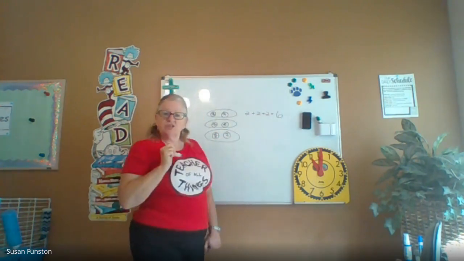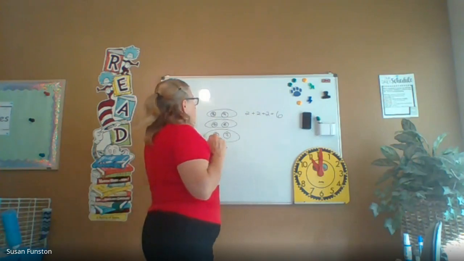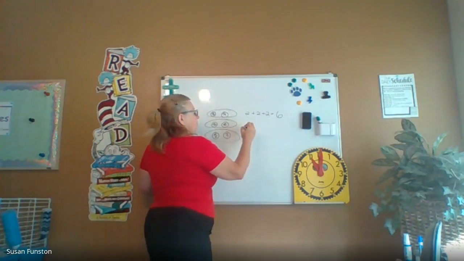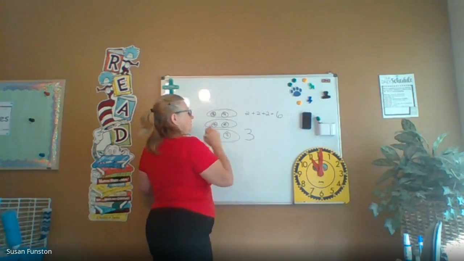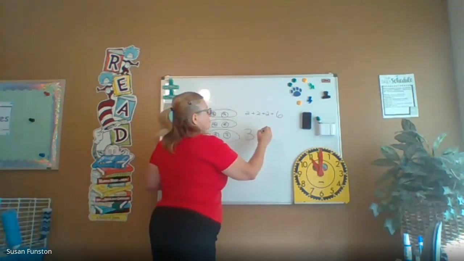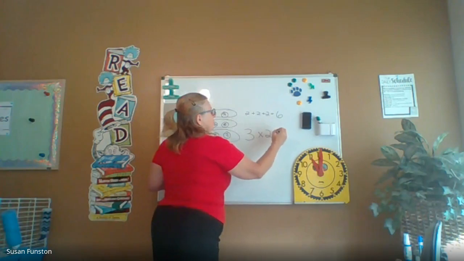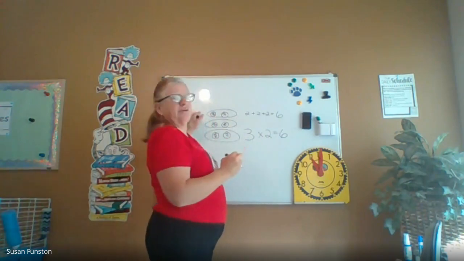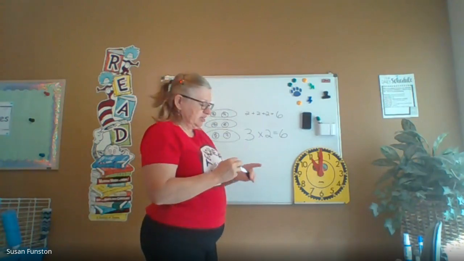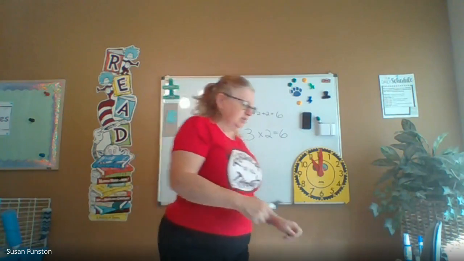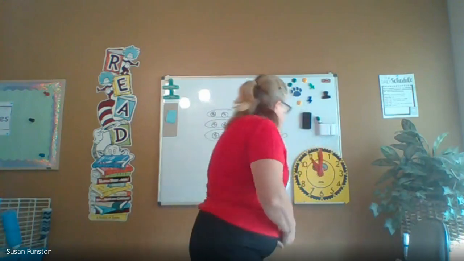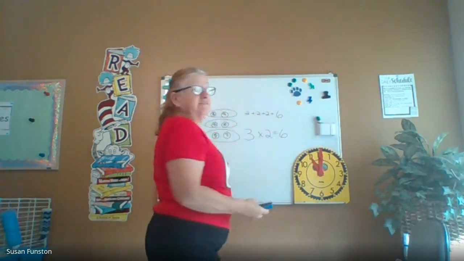But I could also use multiplication. So how many groups do I have? 1, 2, 3. So I have 3 groups. How many circles do I have in each group? 2. 3 times 2 equals 6. Remember, I can always do that as long as my groups are equal. Okay, and you guys did awesome on the first quiz, so I'm very proud of you. So let's move on and see how we do with a little division.